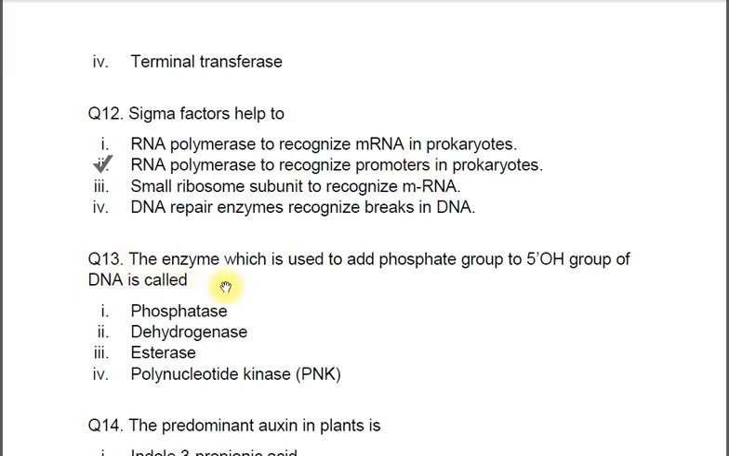Question number 13. The enzyme which is used to add phosphate group to the 5' hydroxyl end of DNA is called: 1. Phosphatase, 2. Dehydrogenase, 3. Esterase, 4. Polynucleotide kinase. So here the correct one is option 4, polynucleotide kinase. It is also called PNK.